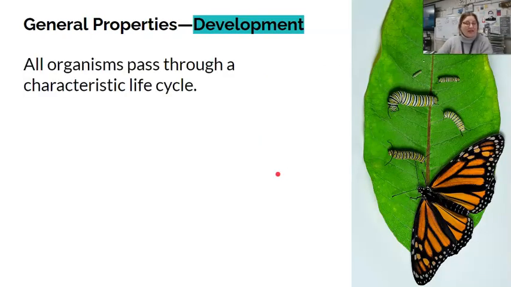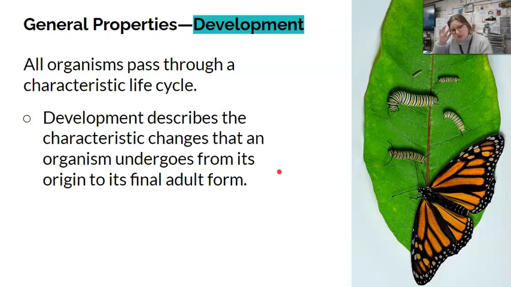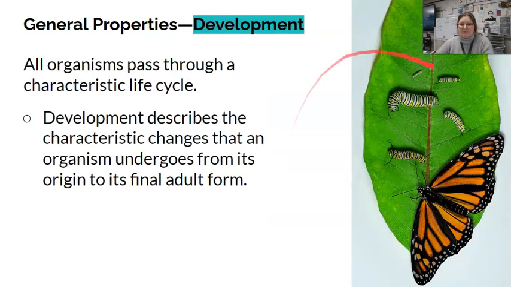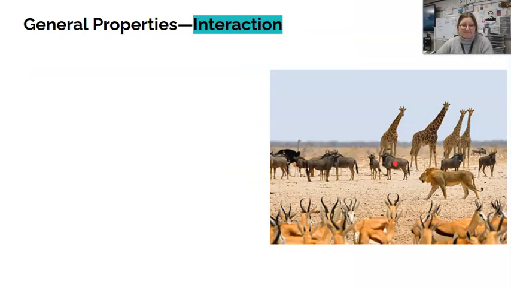All right, the next is development. So all organisms pass through a characteristic life cycle. And development describes the characteristic changes that an organism undergoes from its original form to its final adult form, its original form being like young. So here is a monarch butterfly. We have little caterpillars, and then it goes into metamorphosis to turn into a beautiful butterfly.